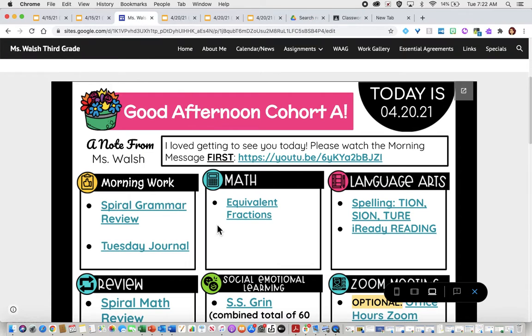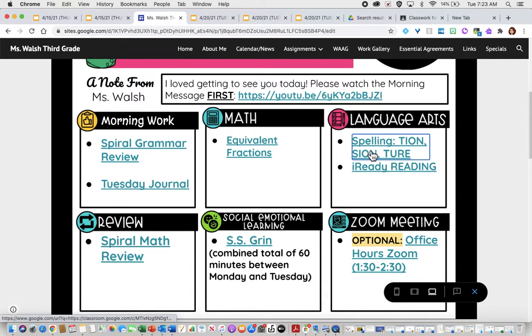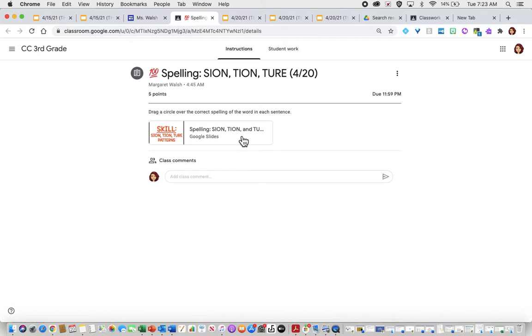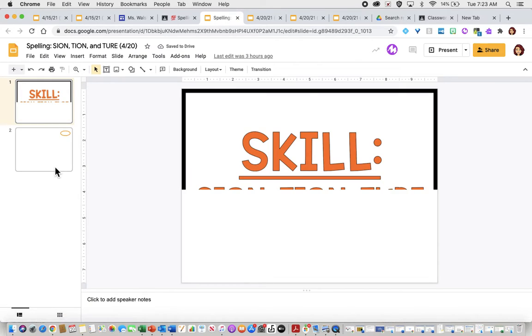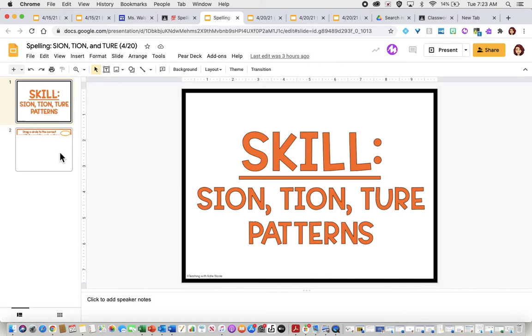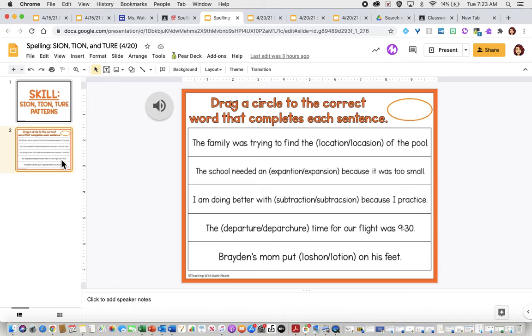All right. Then we have our spelling. Again, we are looking at that sticky I as well as the T-U-R-E, which makes a ch sound. So our S-I, our T-I, and C-I make a sh sound, and our T-U makes a ch sound. Using that information, we are going to click and drag the circle to the correct spelling of each of these.